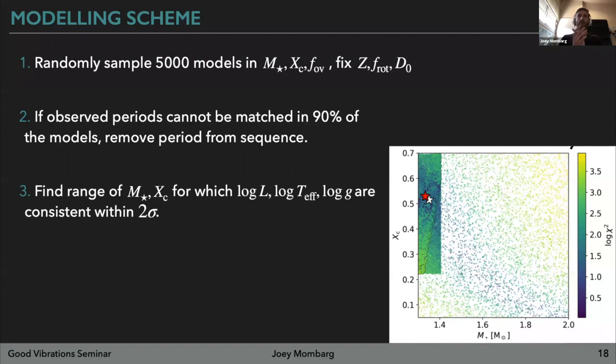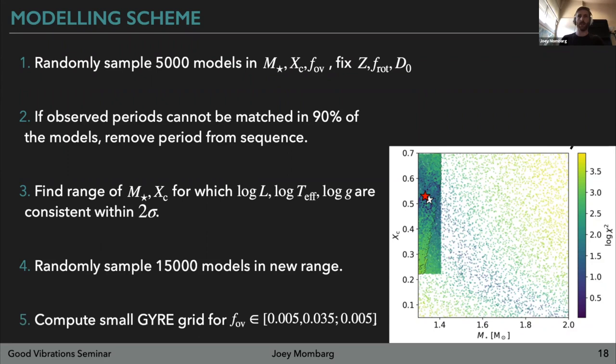And then secondly, we find a range of mass and XC values for which the luminosity, the effective temperature and surface gravity are consistent within 2 sigma. So this is this more densely sampled box right here. In there we sample then again 15,000 models, and then in the end we have a prediction on the mass and XC from the neural network, and then compute a very small grid around this prediction of the neural network, where we then vary the overshoot value in this range right here. So in the end, I'm just constructing a very tiny grid of pulsation models based on the prediction of the neural network.